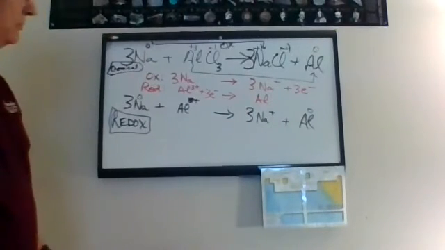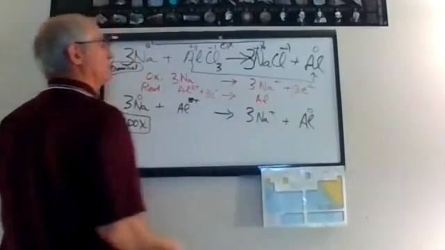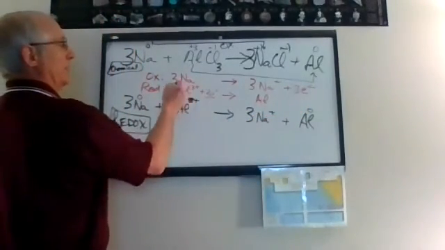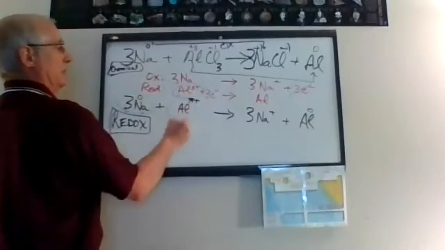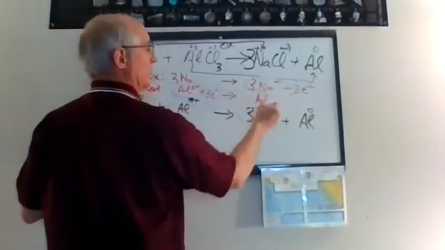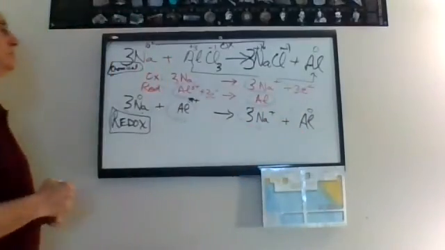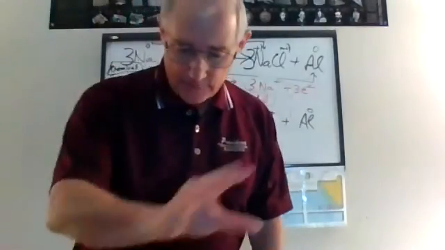Because what happens? 3 Na, 3 Na ion, aluminum ion, aluminum. Pretty easy, huh? That's it for section 1.